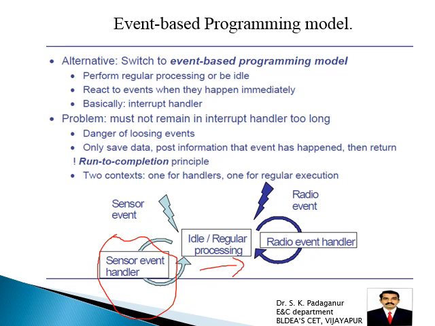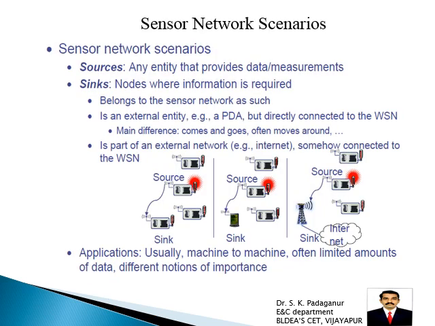After this we have to study a very important topic, network architecture: how the wireless sensor network architecture looks. First we have to start from the sensor network scenario. There are many network scenarios. In these scenarios, some nodes will act as a source and some nodes will act as a sink.